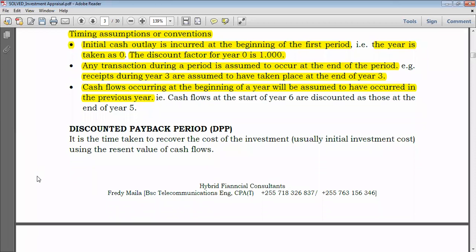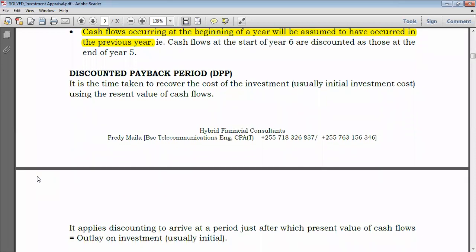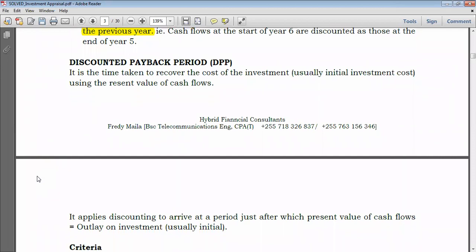Now, after that, let's go to the discounted payback period. Actually, we learned about discounted cash flow methods. We said we have discounted payback period, net present value, as well as internal rate of return. So let's take a look at discounted payback period. Here we are. Discounted payback period. This actually is just the same as payback period.